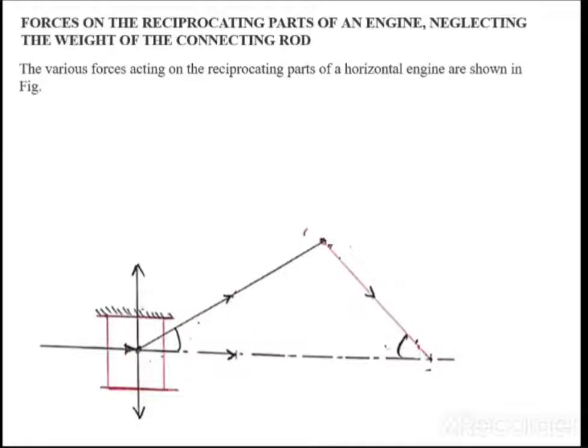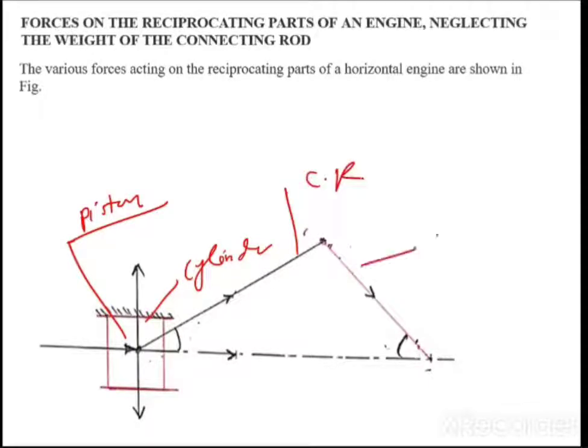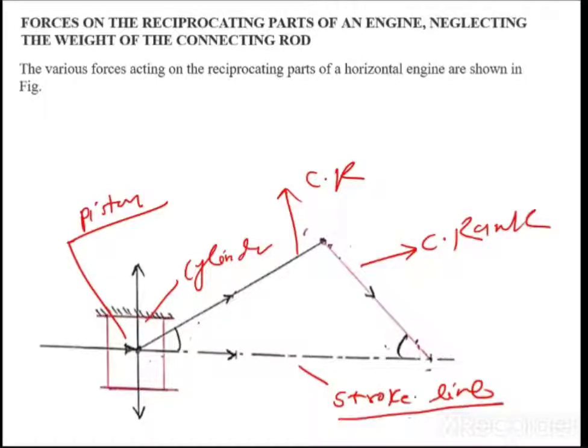So this is a cylinder, and here we will have a piston. Then this is a connecting rod, this is a crank, and this is the stroke line. These are the components: piston, cylinder, crank, connecting rod. This indicates the crank, this indicates the stroke line. Then we'll have the inner dead center and outer dead center. These are the components we already understood, so let us name them and start with the analysis.